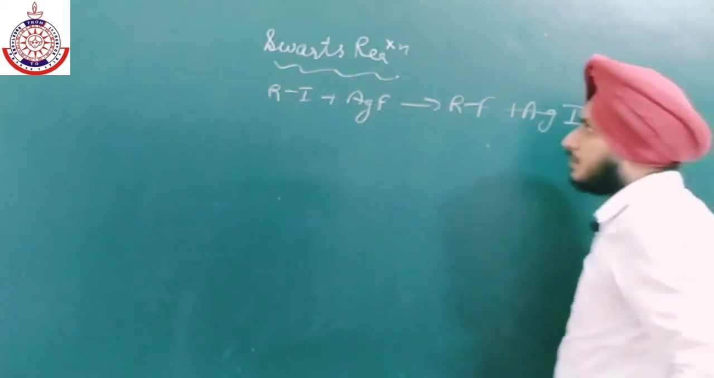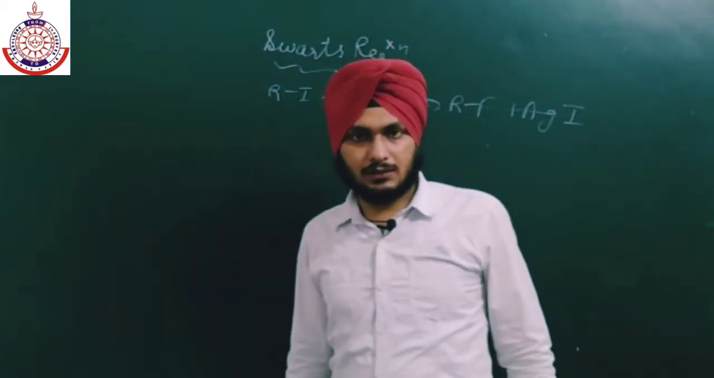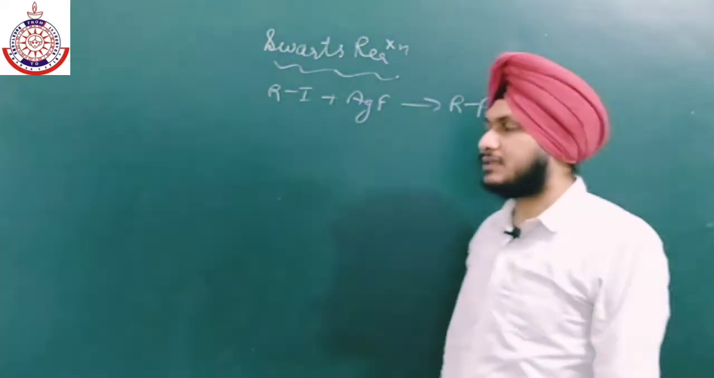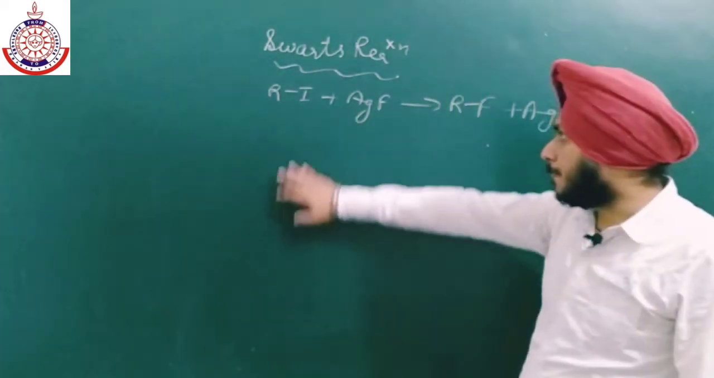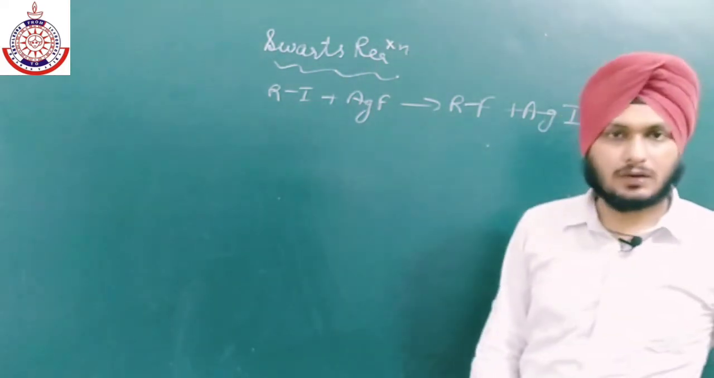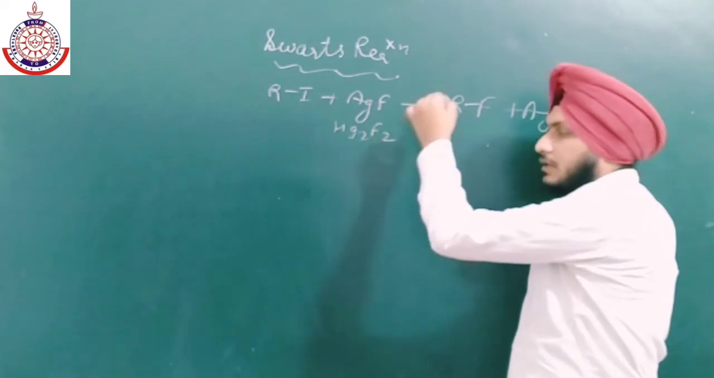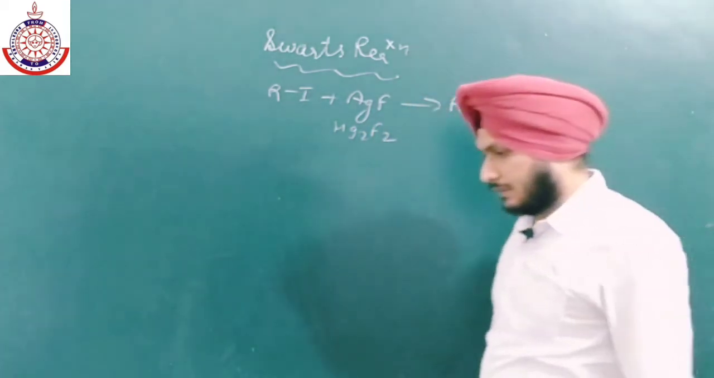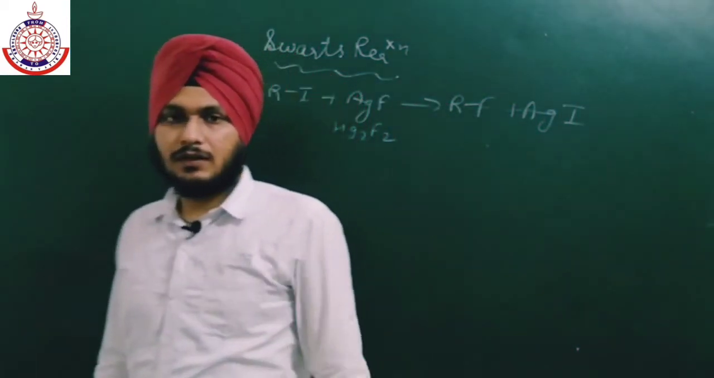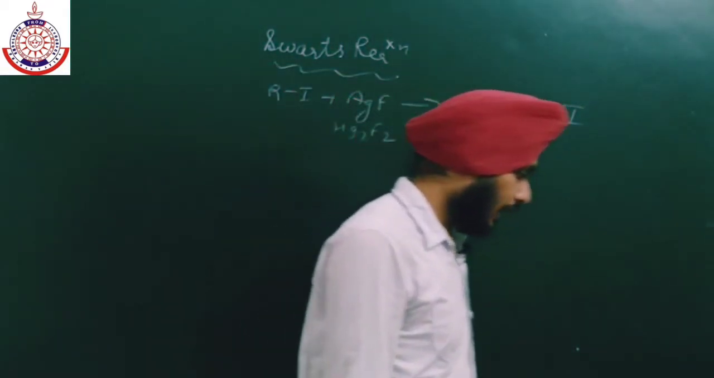There are a large number of inorganic fluorides. Firstly, you have to write two lines about this reaction: in this reaction we are reacting alkyl iodides with inorganic fluorides, like AgF, Hg2F2, cadmium fluoride, etc. This is a single method to prepare fluoroalkanes.